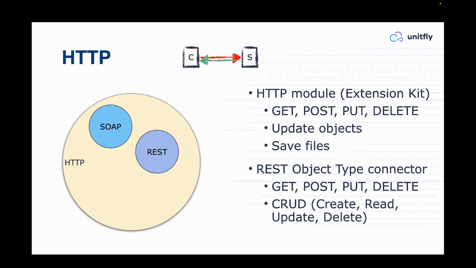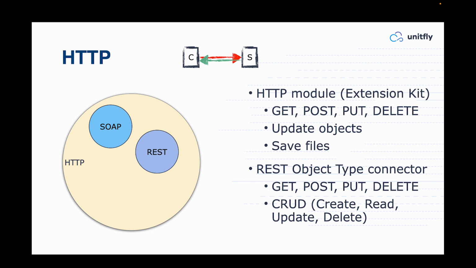So, in summary and overall, if you want some quick actions where you need to just call and send something to some web service, and you want to enrich objects, you will use the HTTP module. But if you have the REST web service and you would like to synchronize that with your object type, where you can have creation and update and insert and delete, you will use the REST object type connector.